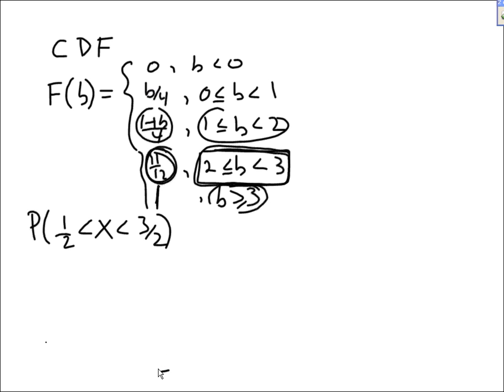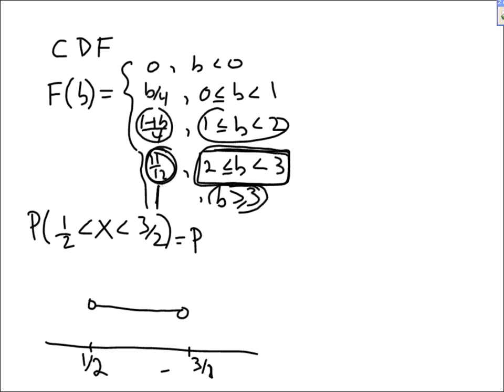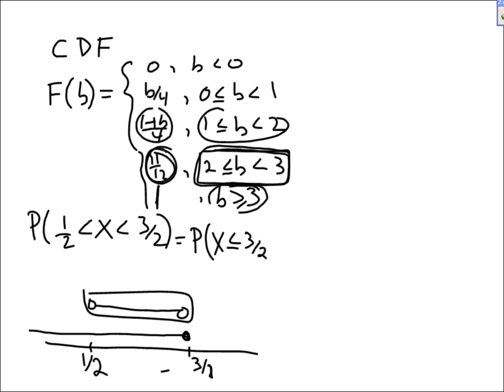Okay, so what we ultimately want is only between these two numbers. We don't want to include the endpoint. We just want 100% in between 1/2 and 3/2. Well, if we do the probability that x is less than or equal to 3/2, that includes 3/2 and everything below. Now this is the one we want, and what's below is what we have.